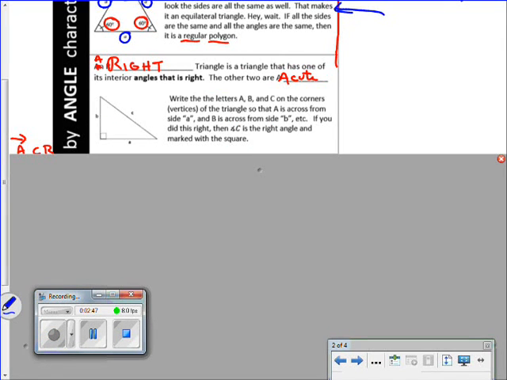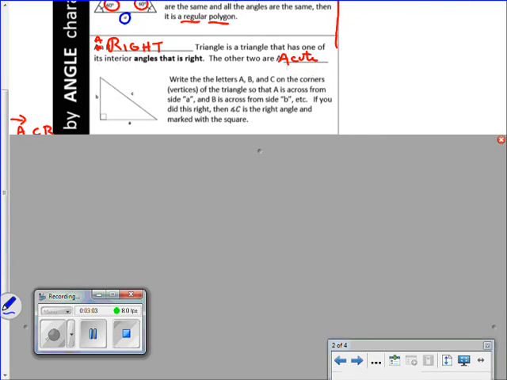Okay, the first one's a right triangle, and basically a right triangle is a triangle that has a right angle in it. Pretty easy. Here's where the right angle is, right? All right, so the other two angles, this one here and this one here, have to be acute angles, less than 90. Pretty easy stuff.